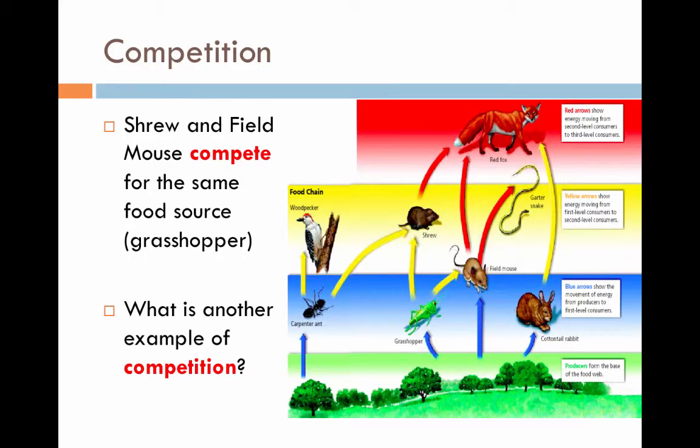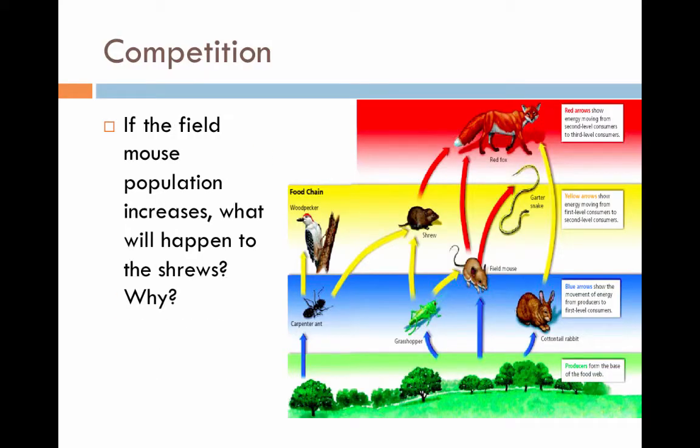What's another example of competition? Well, the fox and the garter snake are both competing for the field mouse. Therefore, the fox and the garter snake are competitors. They are in competition with each other. Or the field mouse and the cottontail rabbit are both competing for the grass. They are in competition with each other. Therefore, they're competing for the same food source.